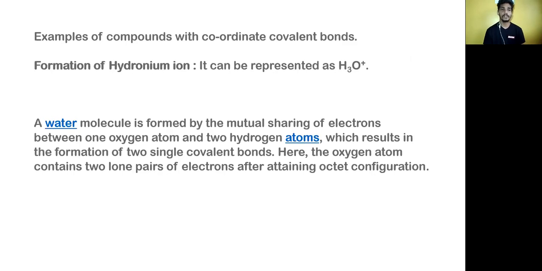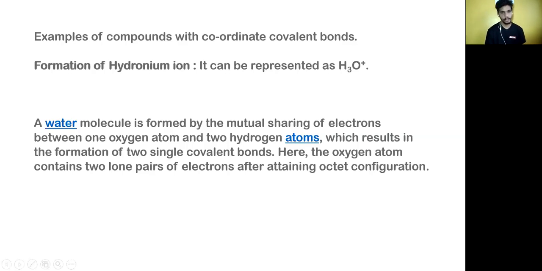Formation of the hydronium ion can be represented as H3O+. What do you mean by hydronium? You have water, where the oxygen has the lone pair. We have seen in our previous class about hydrogen bonding. It is going to be the same here.